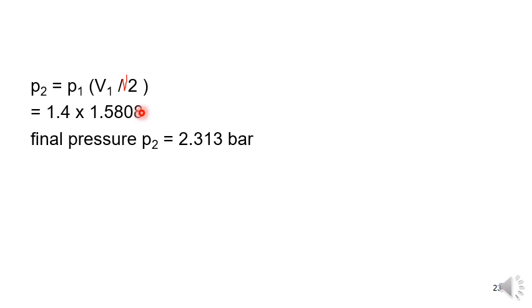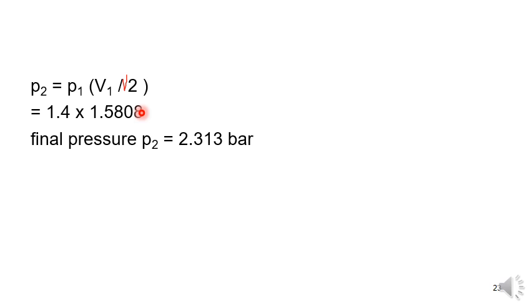Work done due to compression, what is the formula? W is equal to mRT log V1 by V2. Substitute the W value, m value, R value, and T value, so we get the log V1 by V2 value. Move this log to exponential form, so V1 by V2 is equal to e power 0.4579. So V1 by V2 is equal to 1.5888.